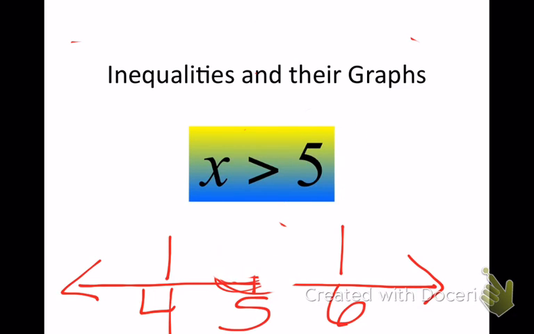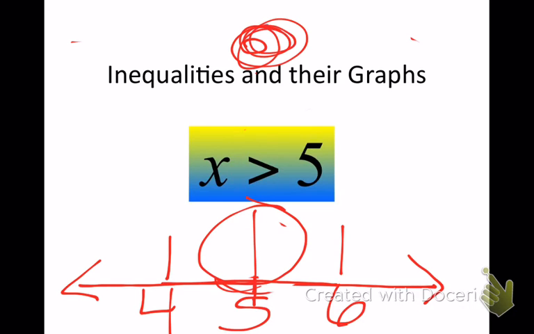But I still need to show that 5 is kind of like my landmark number. So I am going to put a little circle there, but I'm not going to color it in. Notice the difference. Before, I colored in my coordinate. Now, I'm not doing that. I'm going to leave that circle open. So it does show that 5 is my landmark number, but it shows that it's not actually included in the inequality.